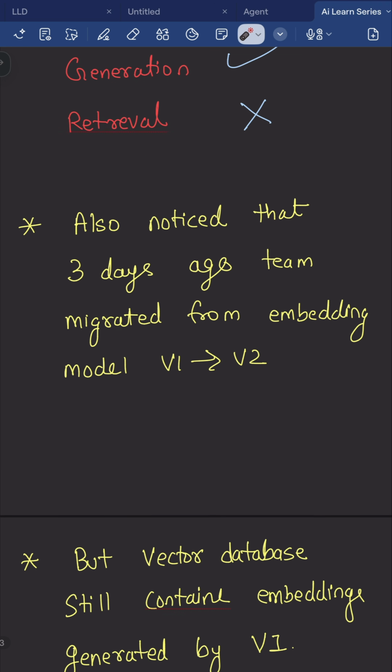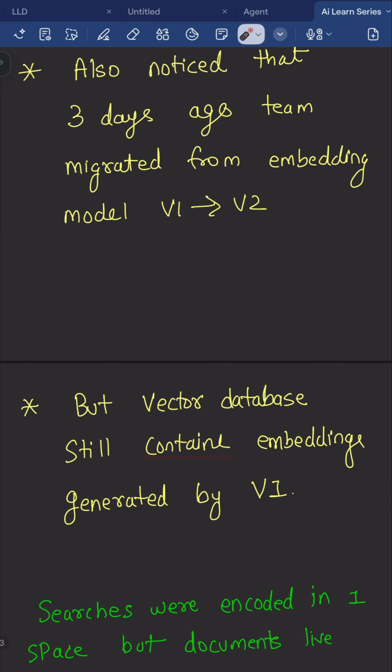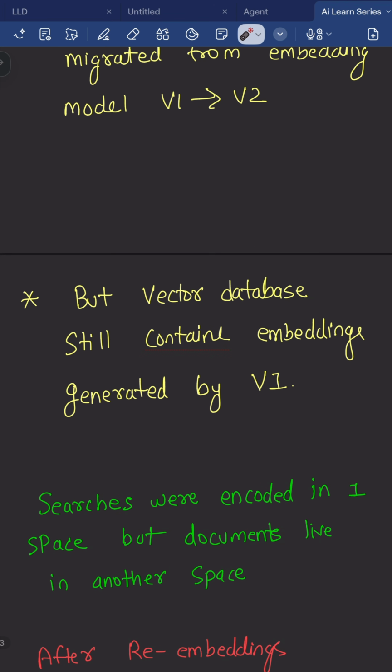I also noticed that 3 days ago, the team had migrated from version 1 to version 2. They migrated the embedding models, and this is where the problem starts. What happened was they migrated the embedding models from version 1 to version 2, but they forgot to re-embed the vector database. The vector database still contained version 1 embeddings.